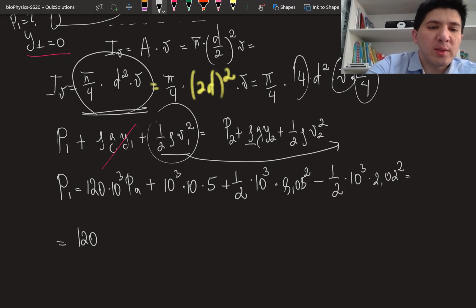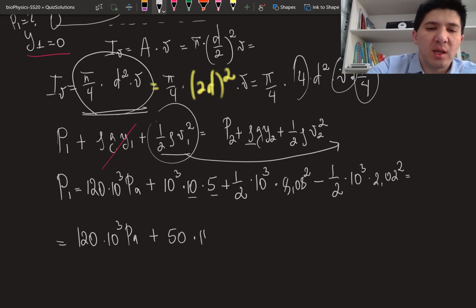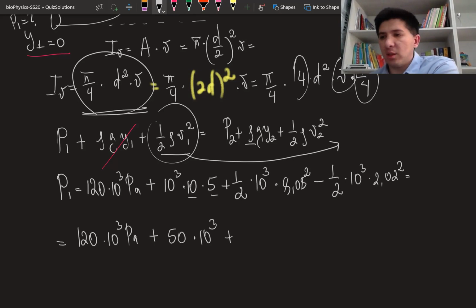It's going to be 120 times 10 to the power of 3 pascals, plus 5 times 10, it's going to be 50, so 50 in the cube, sorry. So 50 times 10 to the power of 3 pascals, plus, I need to do these two calculations. I'm going to use the calculator in order to do this. It's going to be 0.8 in the square minus 0.02 in the square, and all of this over 2.